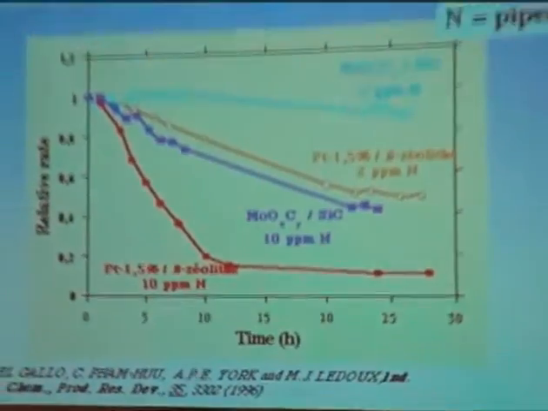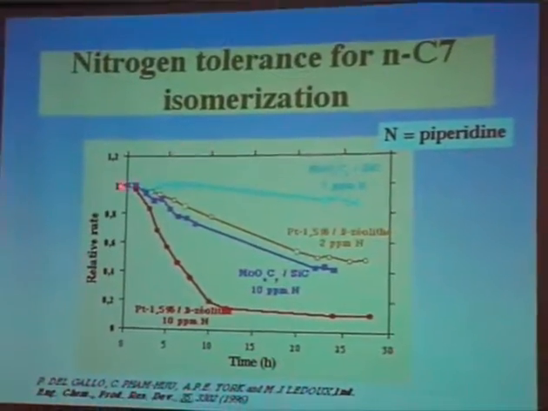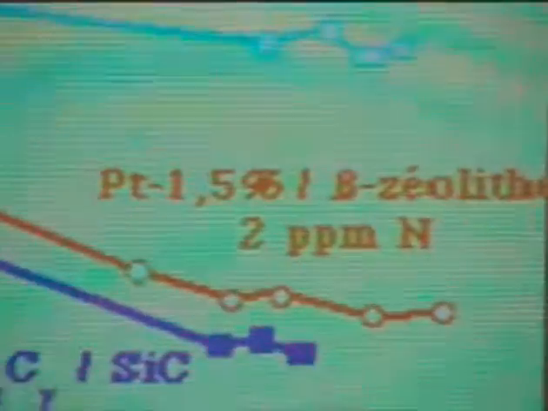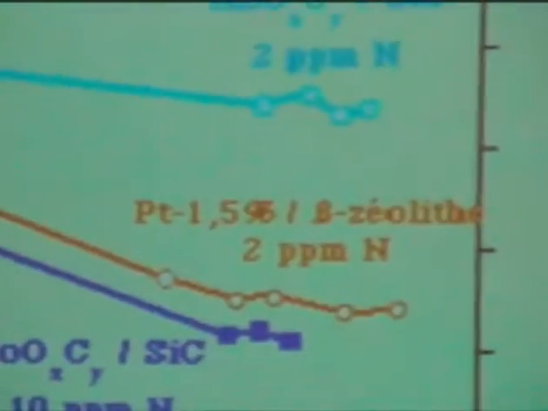Now, nitrogen tolerance. You see the nitrogen tolerance is also very good. 2 ppm of nitrogen on the carbide, 2 ppm on zeolites. You see very immediately the effect. The nitrogen was given by piperidine in the flow.